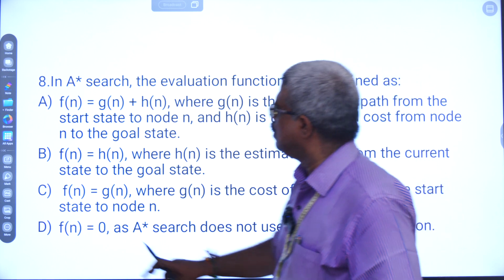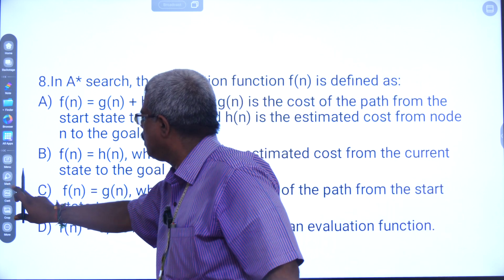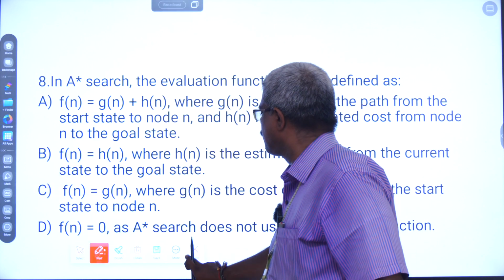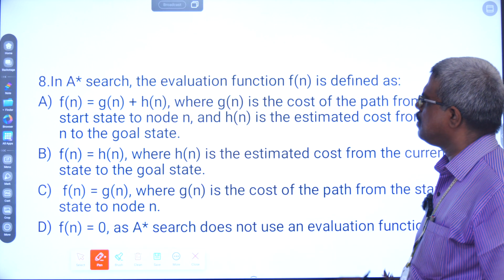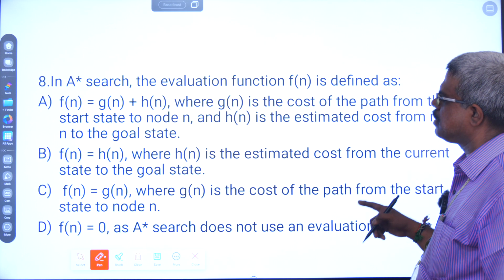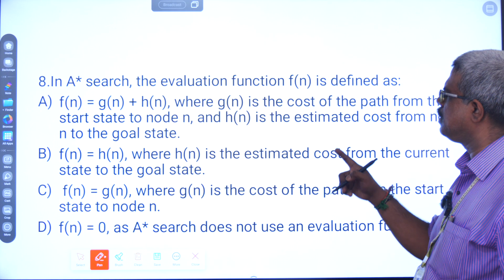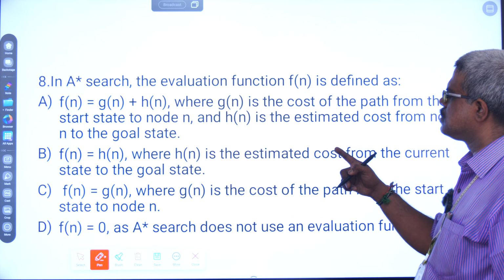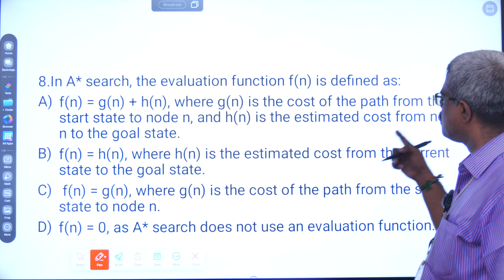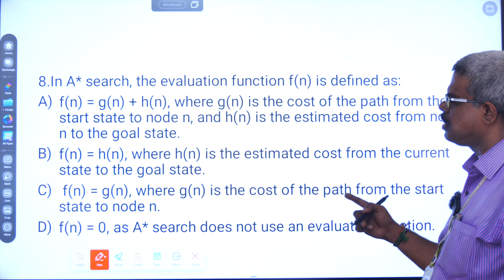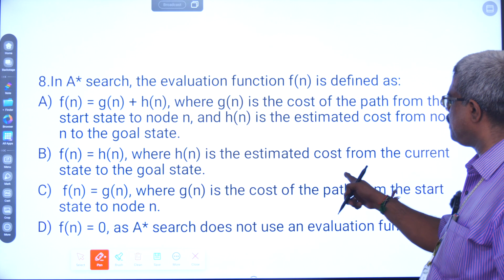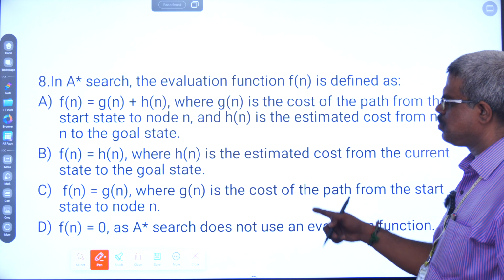Eighth one. In A star search, the evaluation function f(n) is defined as f(n) = g(n) + h(n), where g(n) is the cost of the path from the start state to node n, and h(n) is the estimated cost from the node n to the goal state. B, f(n) = g(n), where h(n) is the estimated cost from the current state to the goal state.